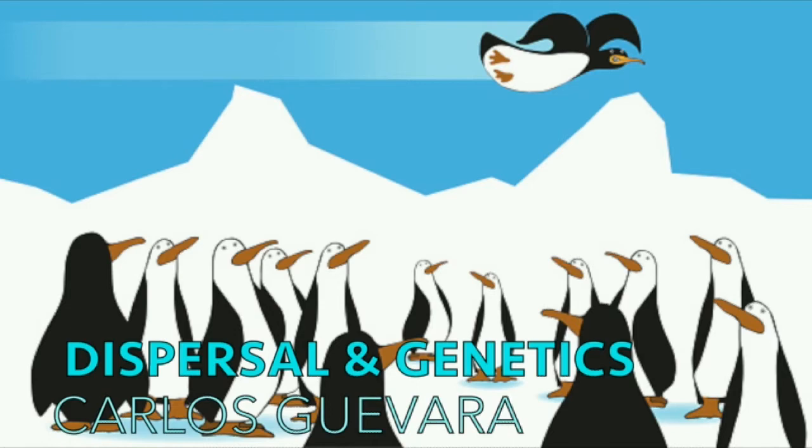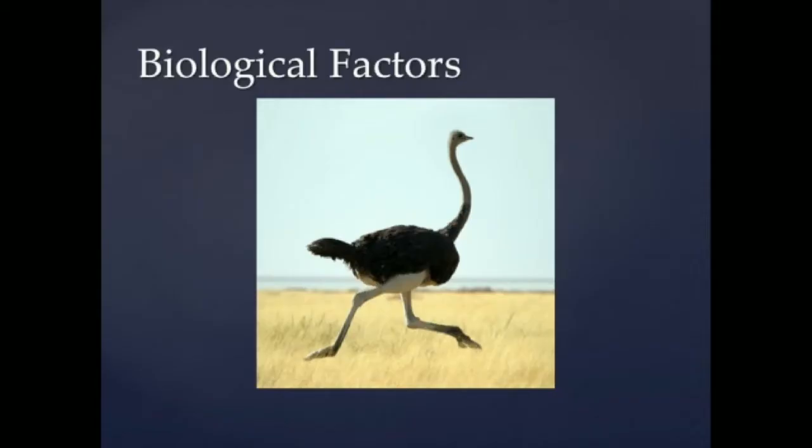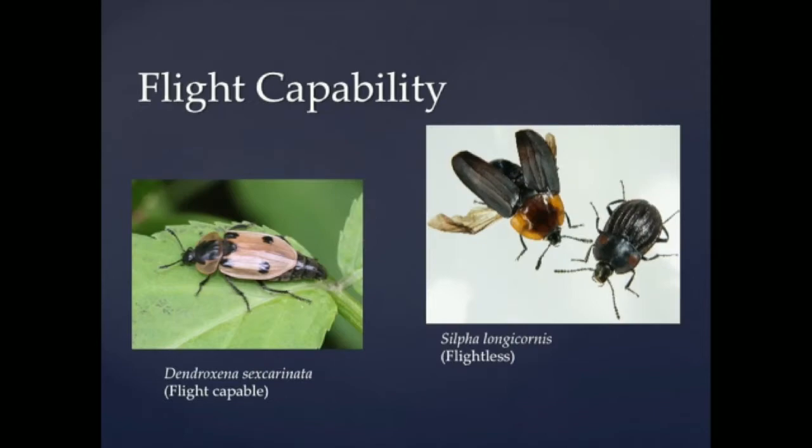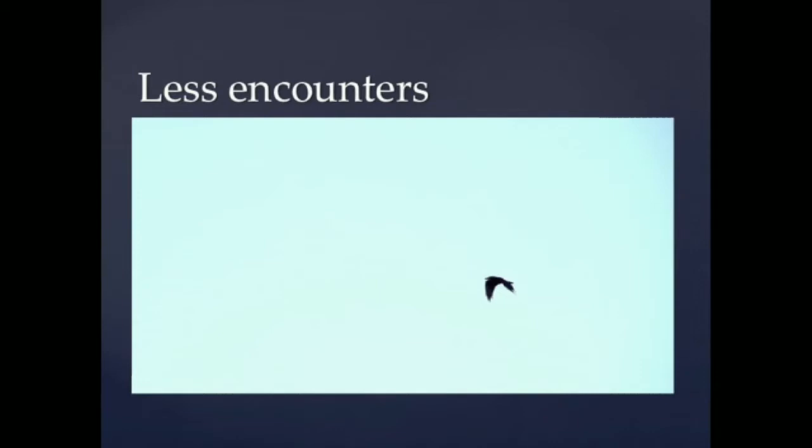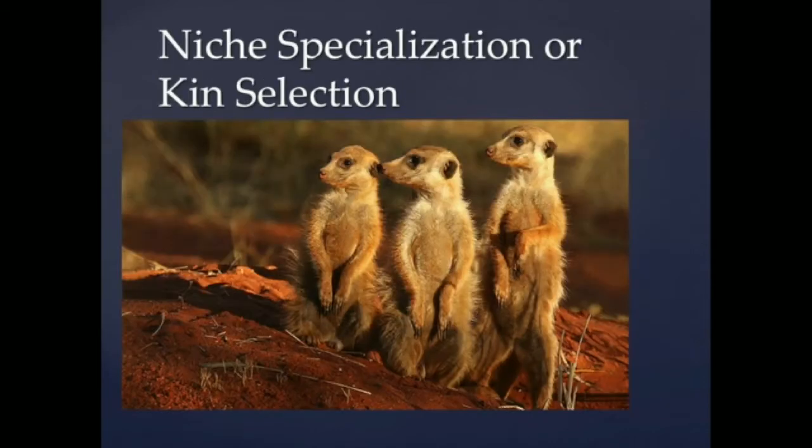So now we're going to talk about dispersal and its limitations and how it's linked with genetics. Biological factors such as flight capability are examples of how dispersal can be limited. Studies done with flying insects have demonstrated that those with the capability of flying had lower genetic differentiation than flightless species. This may be due to the fact that flying species have less encounters with each other, while flightless species have increased selection pressures for specializing in their specific habitat, or also an increase in altruism.